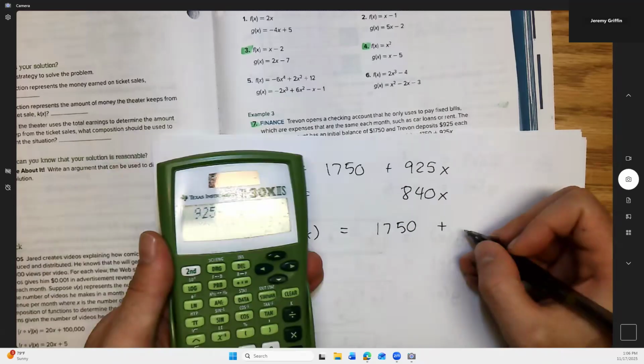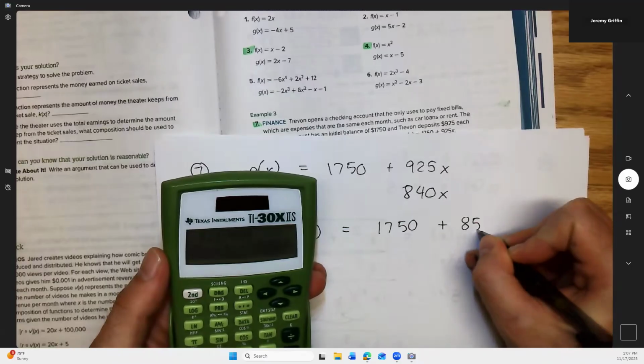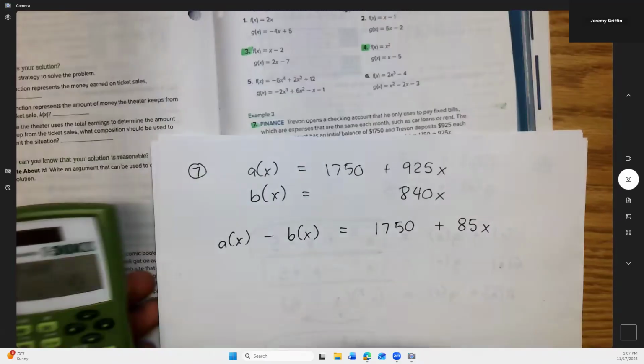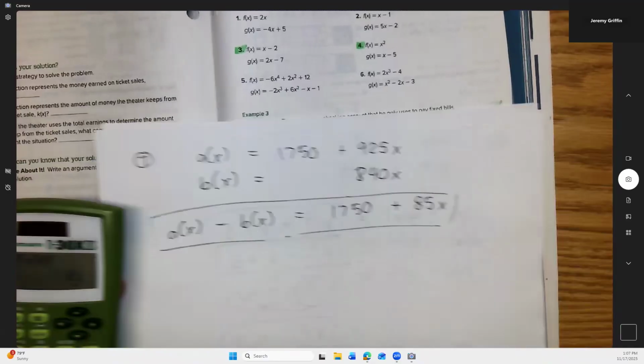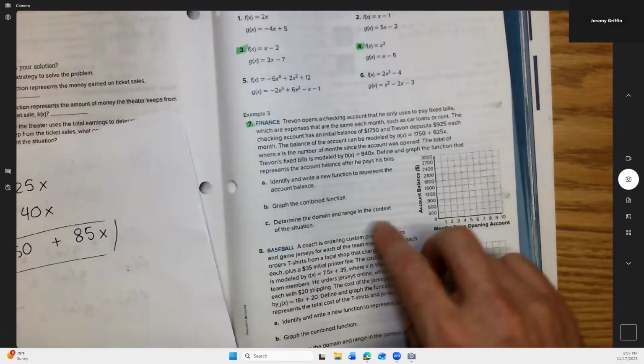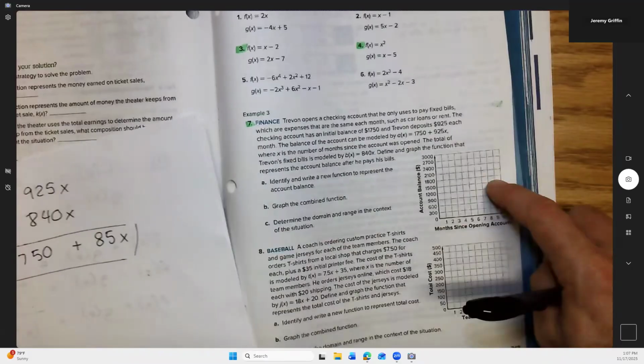Every month that passes on net, this account is gaining a little bit. It's gaining $85 per month, and then times number of months equals to, right? So we're looking at this function right here. Okay? And then they want you to graph this. And they give you this set of axes right here.